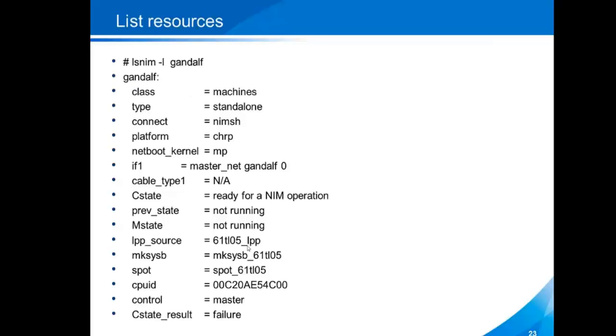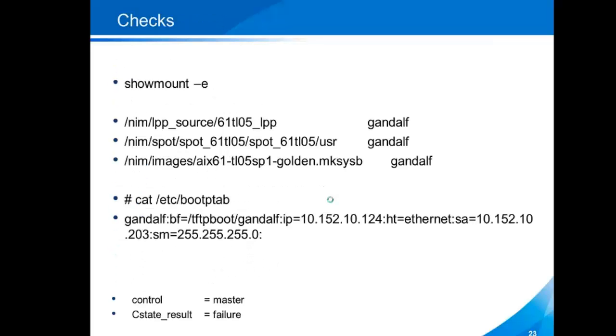We've got the MKSYSB spot and the LPP source here. If I do a showmount -e, you can actually see that those are NFS exported now to Gandalf. And if I look in /etc/bootptab, there is now an entry that NIM added for Gandalf.